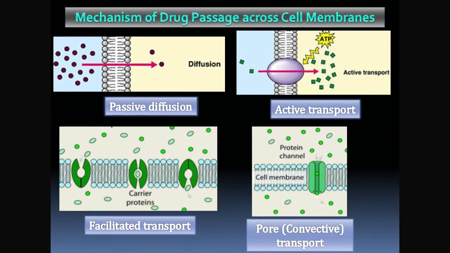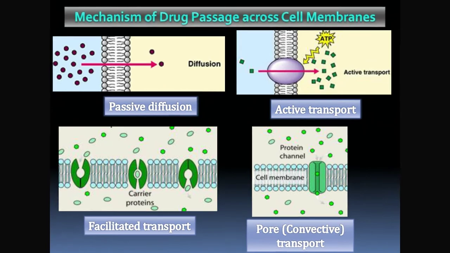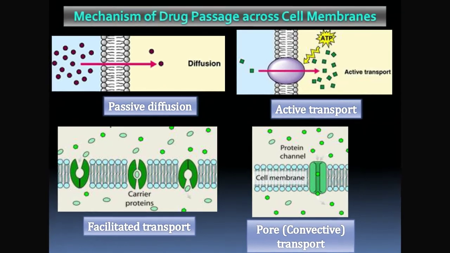Which of these mechanisms do you suspect would be most susceptible to reaching a saturation point when drug concentrations are extremely high?